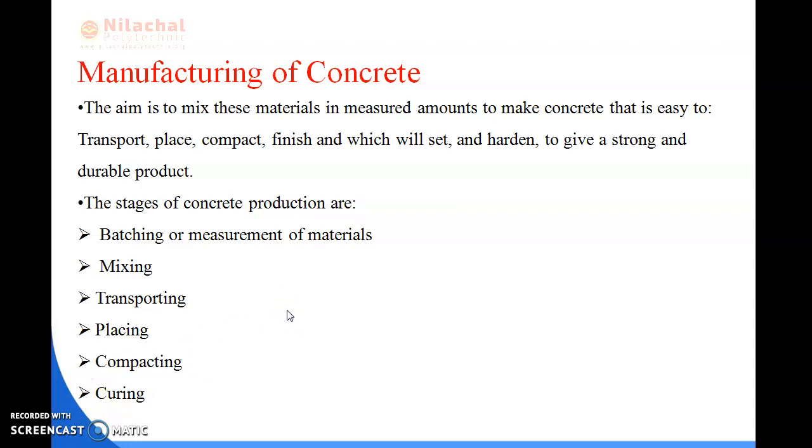Good morning everybody. Today we'll be discussing the manufacturing of concrete. The next process we'll be discussing is the mixing method.